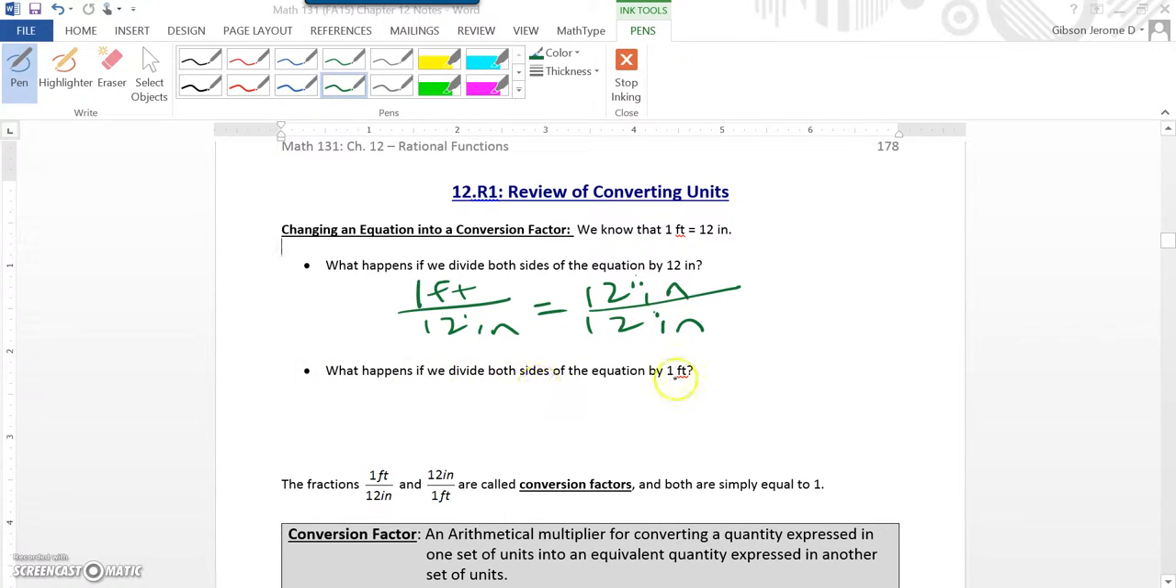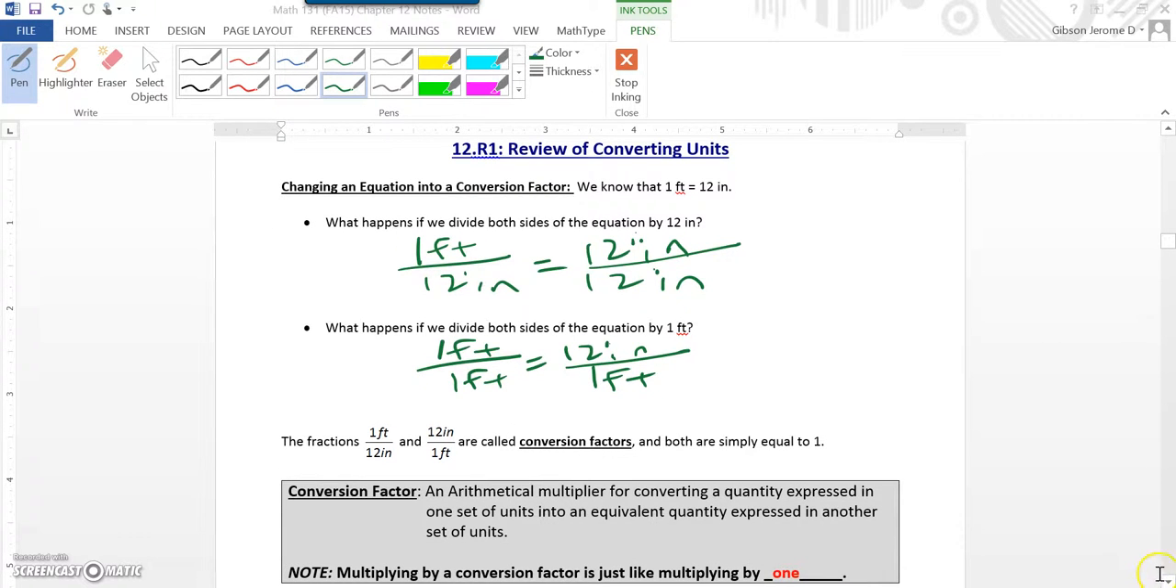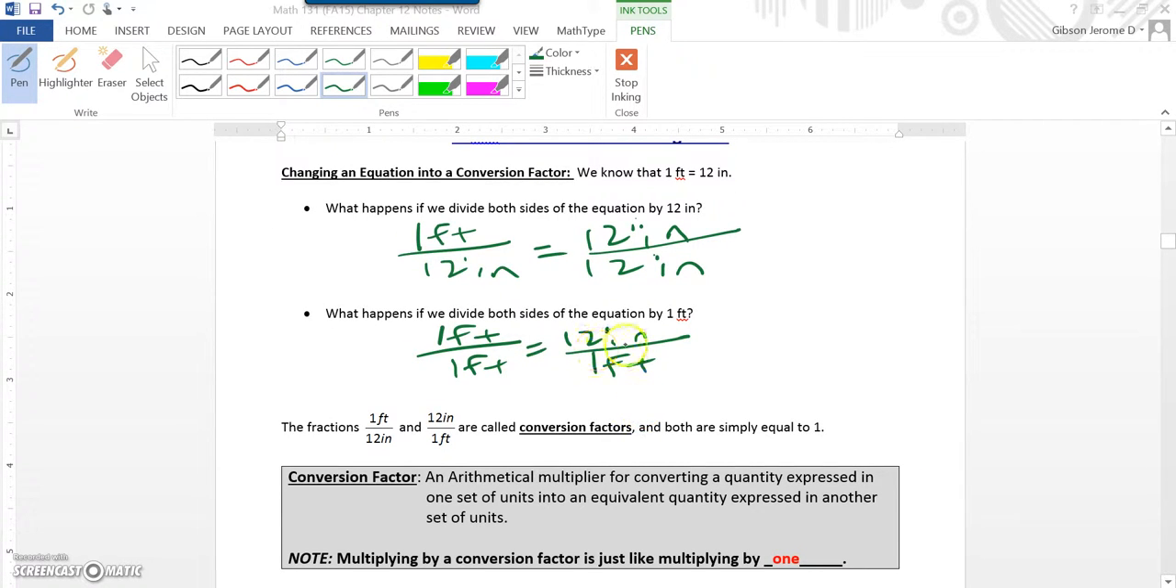What happens if we divide both sides of the equation by 1 foot? So we have 1 foot over 1 foot, and that equals 12 inches over 1 foot. Now the fractions 1 foot over 12 inches, which we have here, and 12 inches over 1 foot, which we have here, are called conversion factors, and both are simply equal to 1. Because we know one value divided by itself is equal to 1, and we know 12 inches in a foot are the same thing, so that equals 1.